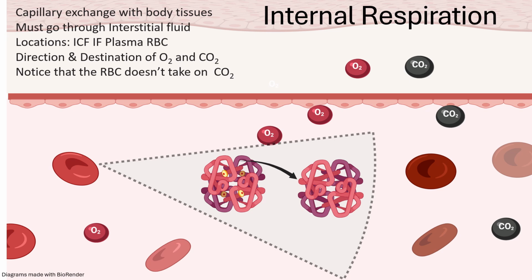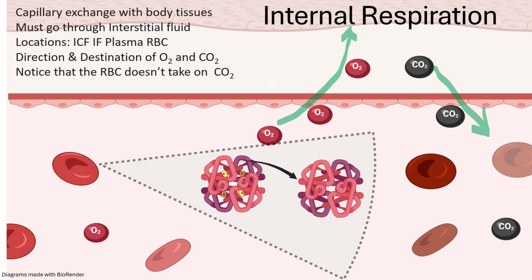Internal respiration is the exchange of your gases that happens in your tissues. So oxygen is being dropped off to diffuse out of the blood vessel, and carbon dioxide is being picked up. Remember that oxygen travels bound to hemoglobin, and carbon dioxide usually travels in the plasma portion of whole blood.